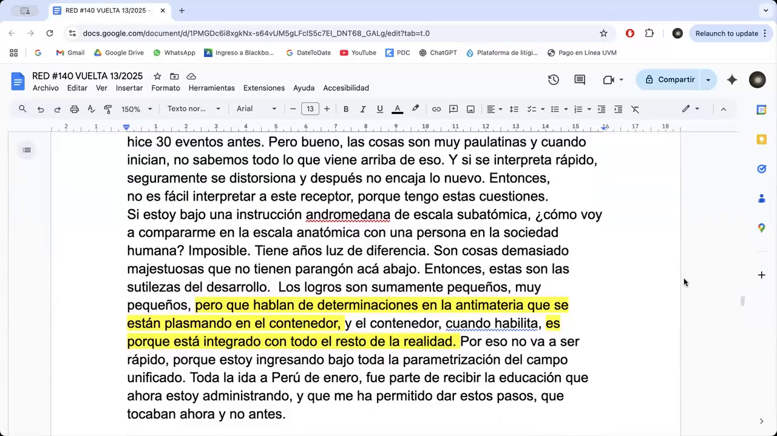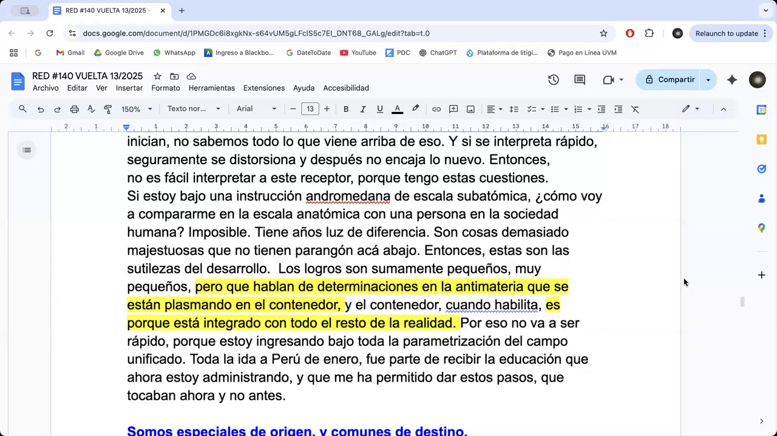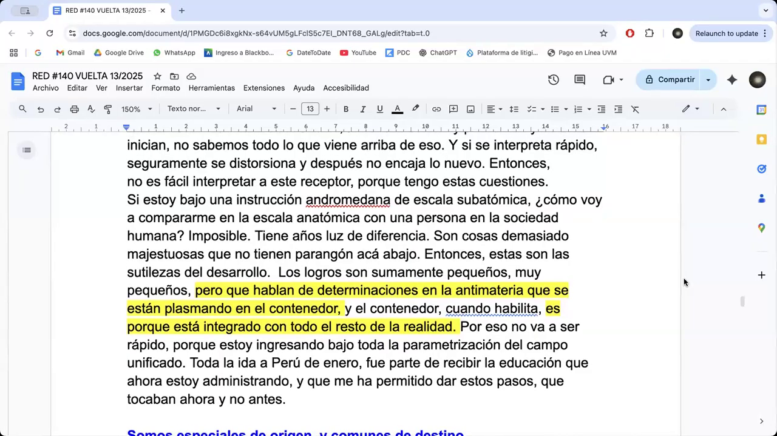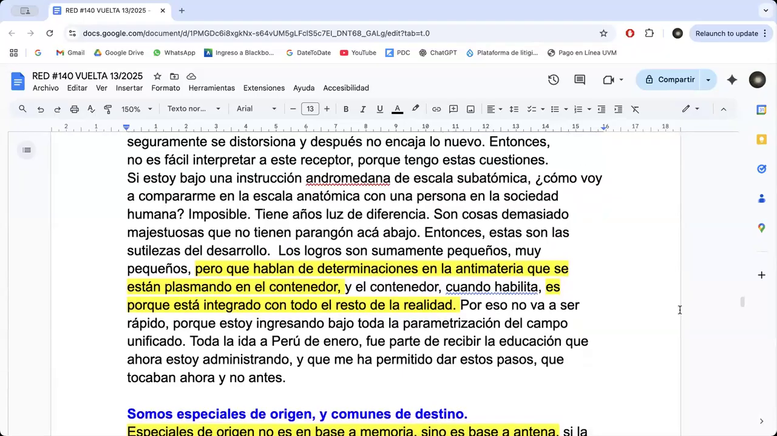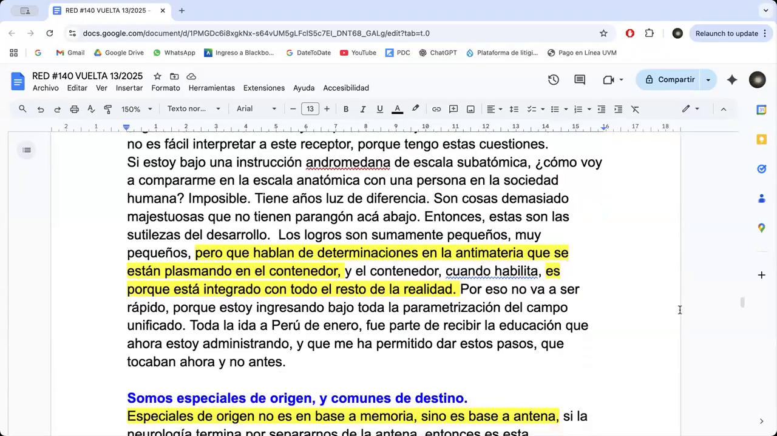When everything began, things were very slow and very step by step. And later, we didn't know what came after that. So if all of these things are interpreted quickly, they will surely be distorted. So it is not easy to interpret Alejandra, because she has these types of things, right? She explained, like with the images.